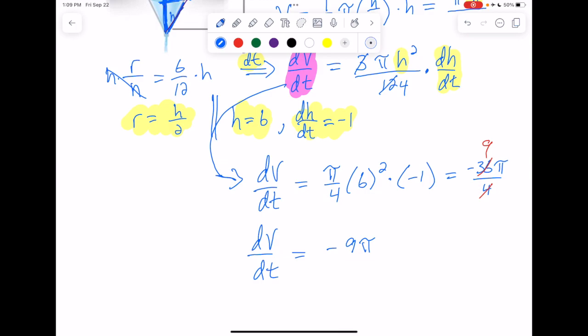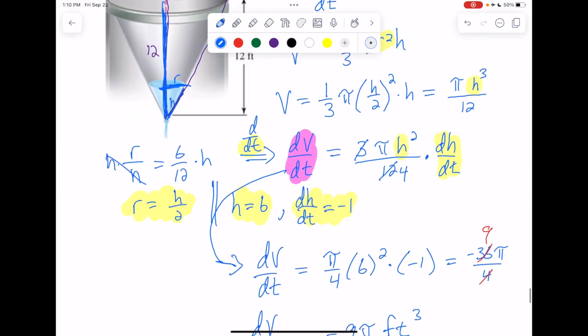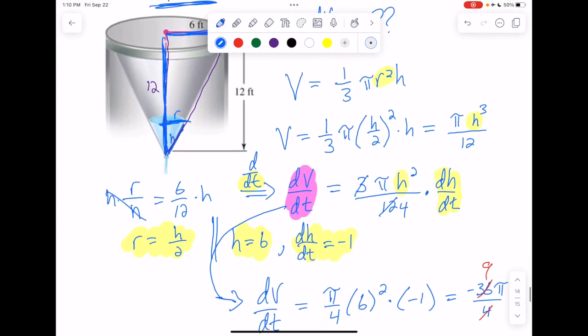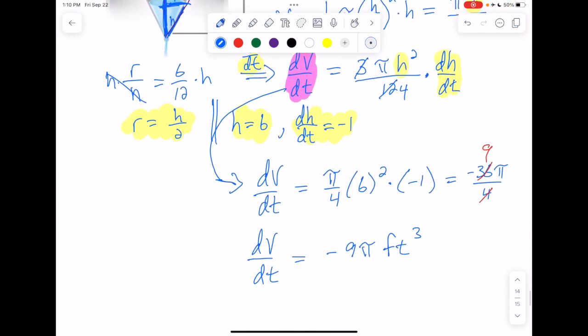And then what should the units be on this? The height was given in feet, and now we're talking about volume, so that should be feet cubed. And how about time? They were talking about in feet per minute, so that would be that the volume is changing at a rate of negative 9 pi cubic feet per minute. There's the dV dt that we were looking for.